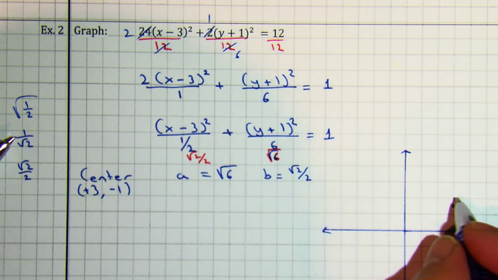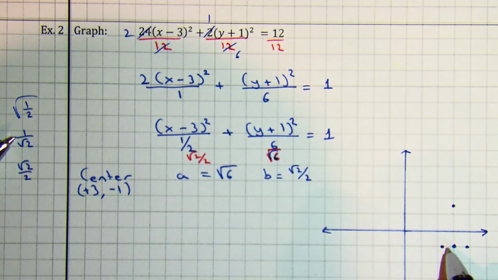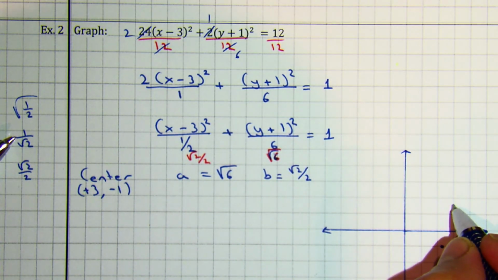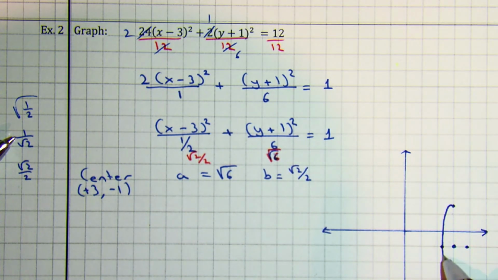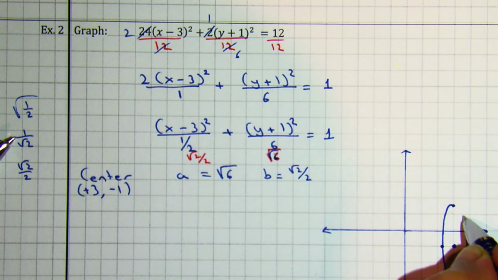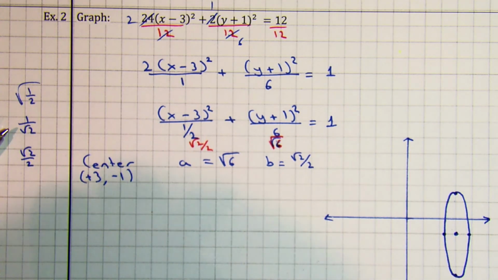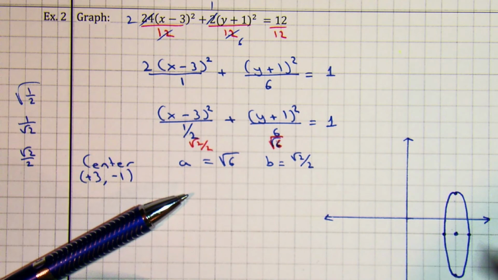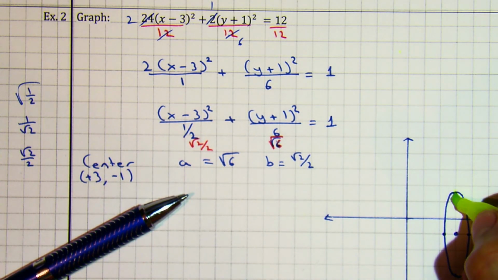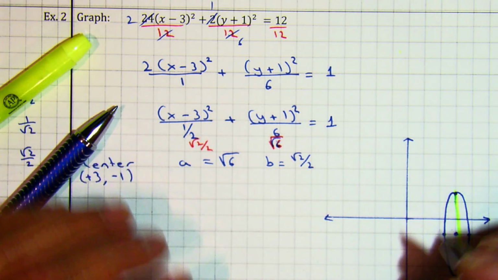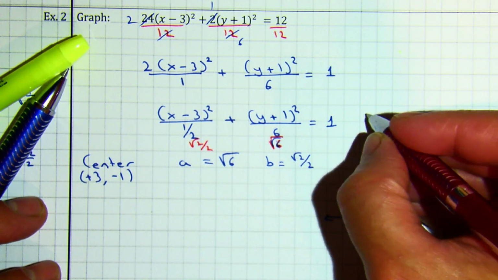So if it's under the x, it goes sideways. If it's under the y, it goes up and down. And now I can make my perfect ellipse. Round it, come back, and we're set. Now I'm going to label it. You can just abbreviate it. Notice that your bigger axis is up and down. So this one has a vertical major axis.